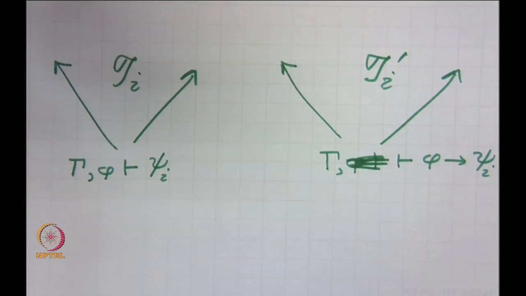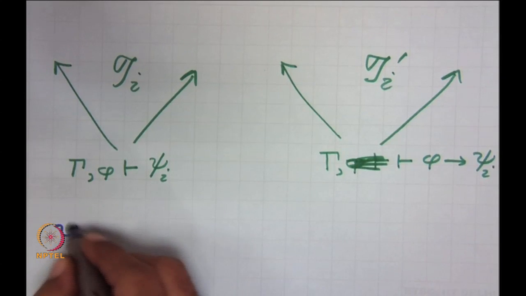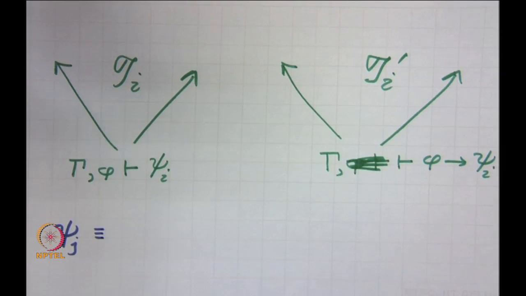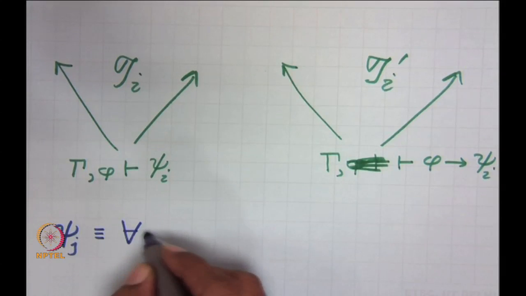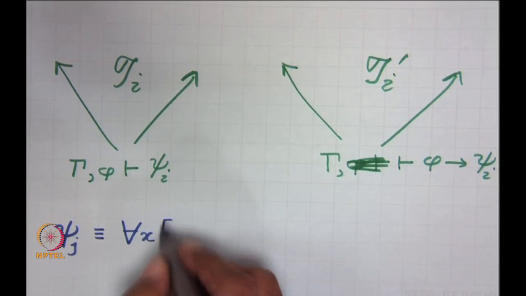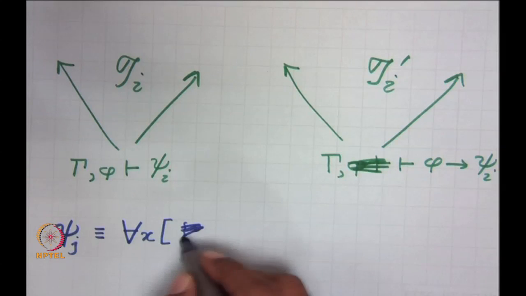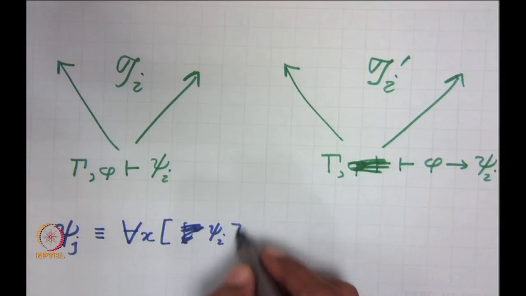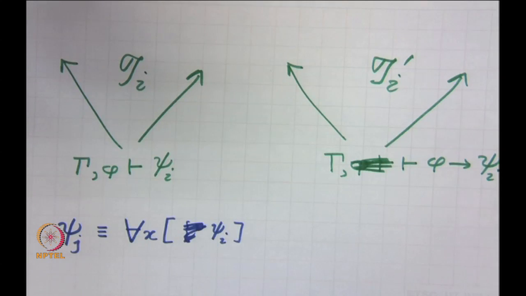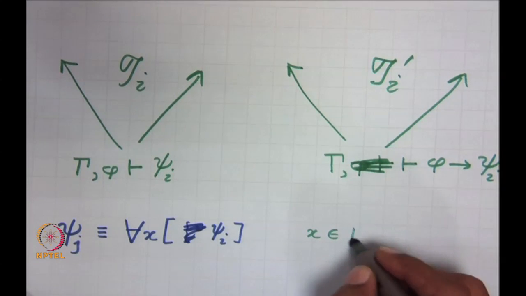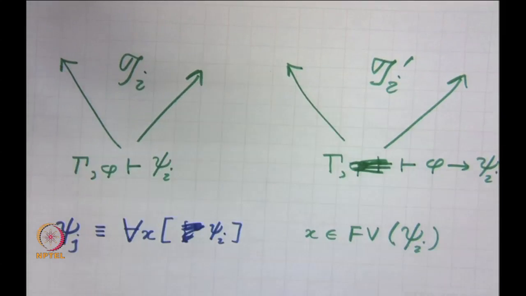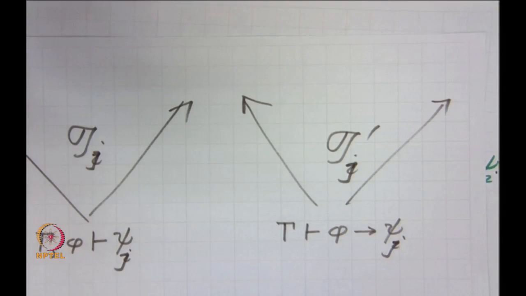Given that, if psi j was obtained from psi I by an application of for all I, then essentially what I have is, there is some variable x such that, well, psi I is here, let us say, is that fine, and x may have occurred free in psi I. So x may be free in psi I, okay, and basically now what we have to show is that we can construct this proof tree Tj prime, provided all these conditions are satisfied.